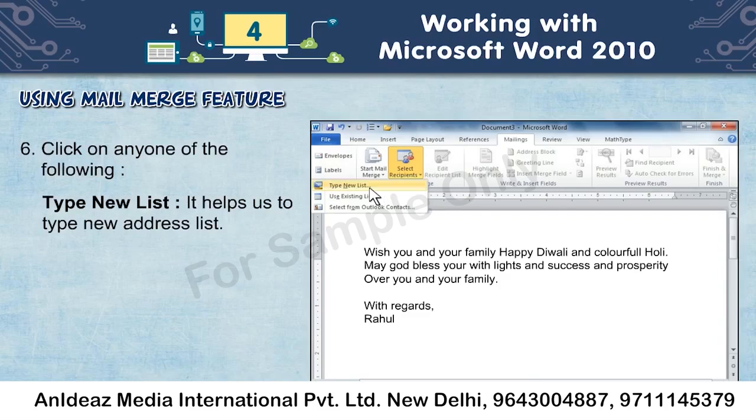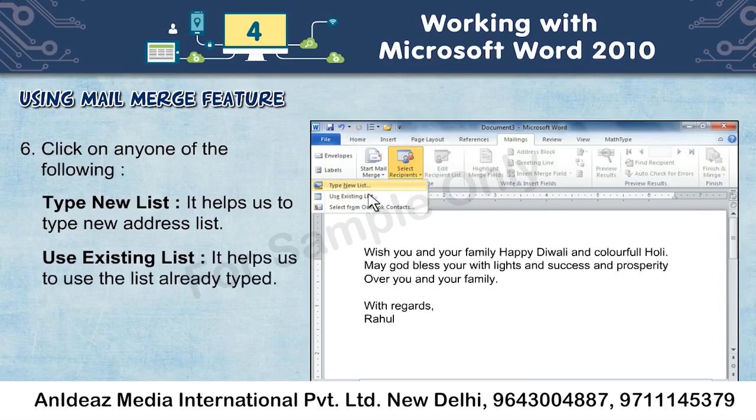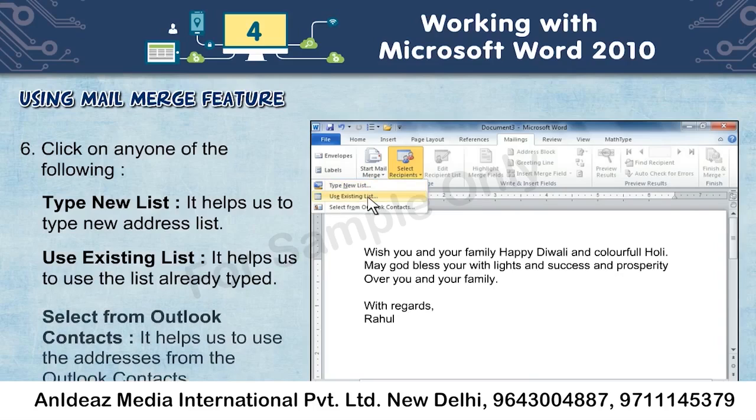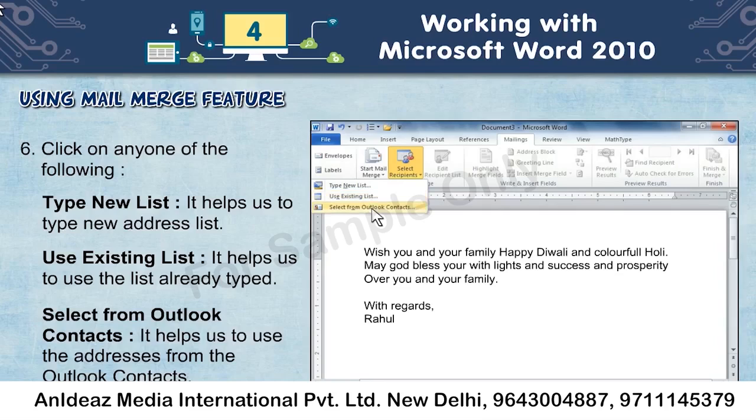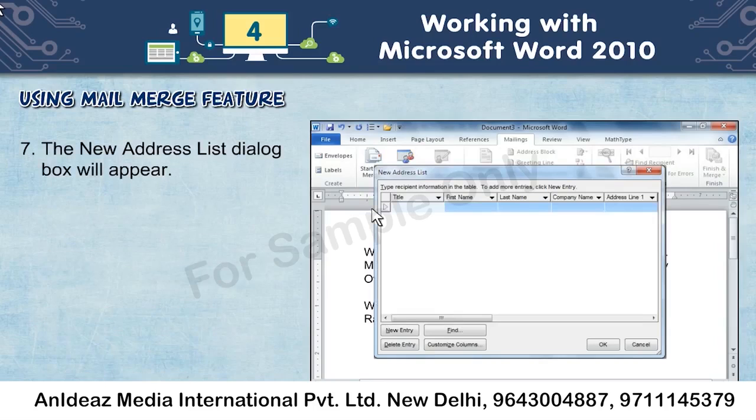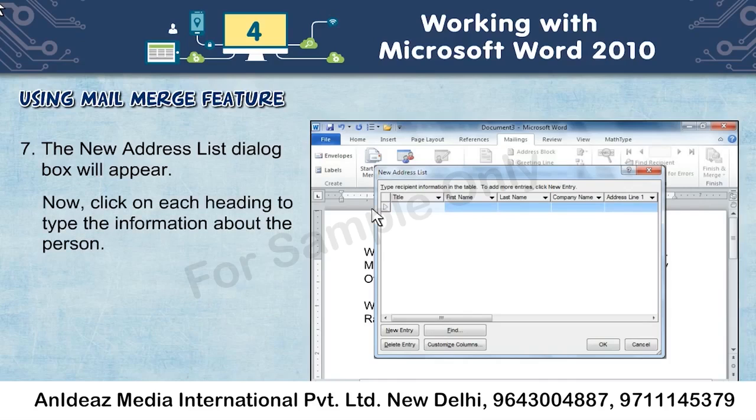Type New List. It helps us to type new address list. Use Existing List. It helps us to use the list already typed. Select from Outlook contacts. It helps us to use the addresses from the Outlook contacts. The new address list dialog box will appear.